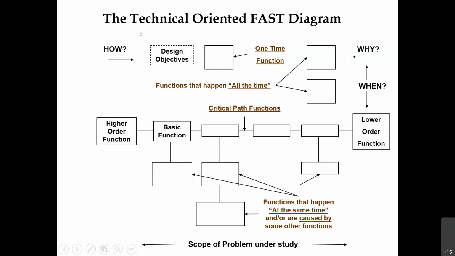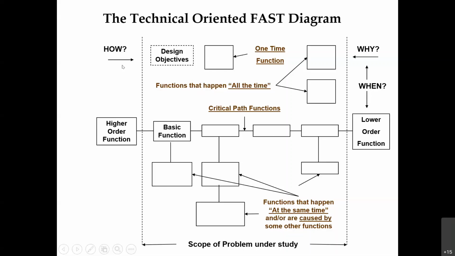When you go from the left scope line to the right scope line, you apply the how logic. When you go from the right scope line to the left scope line, you apply the why logic. The functions you fill in here should come from the random functions. When I ask why to the basic function, it becomes a higher order function. A lower order function is the least possible function required to achieve the standard function and basic function.